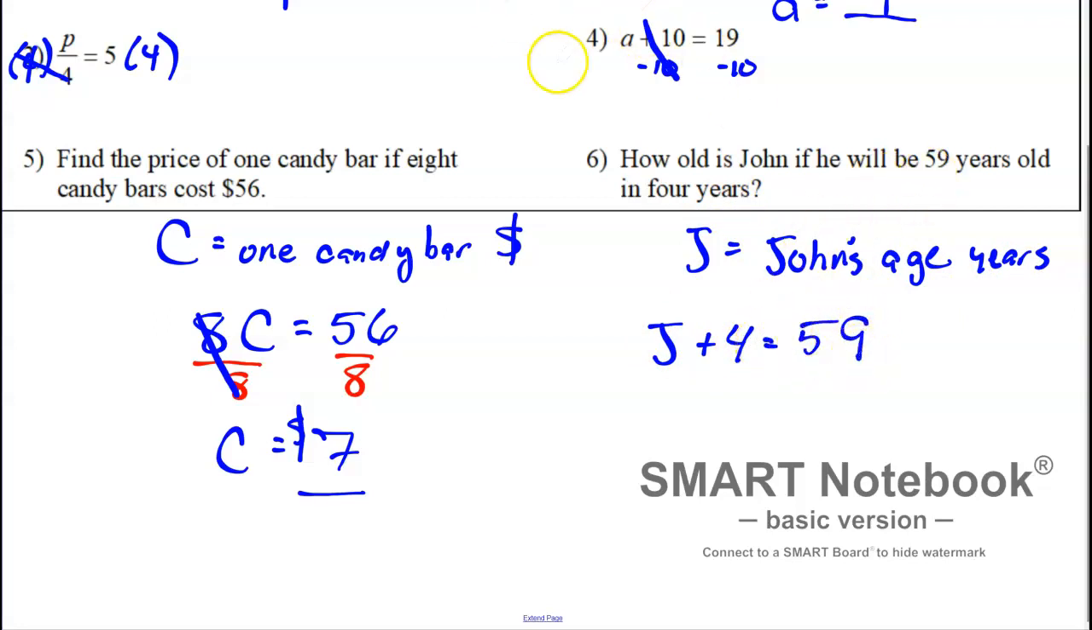Okay? So now that I've got my algebraic equation, I can go ahead and solve for it. The opposite of plus 4 is minus 4. And this cancels on purpose, okay? Plus 4 is the opposite of minus 4. So I have J equals 55. So John's age is 55 years old. Okay? All right, so this is what's in our future the next couple of days. Go and set this up in your notebooks, very important, and then we'll get some practice. Thanks for your time.